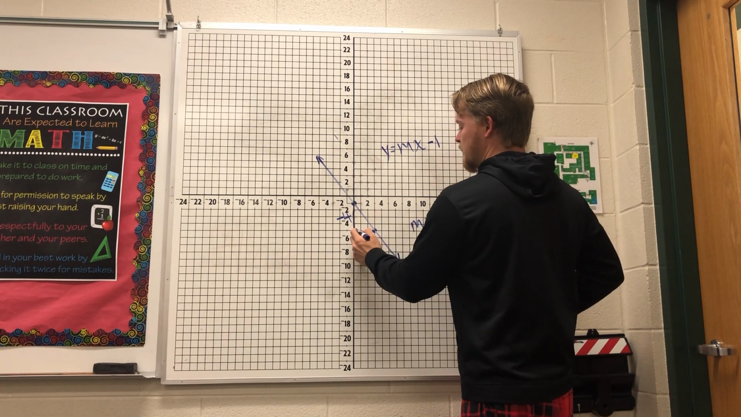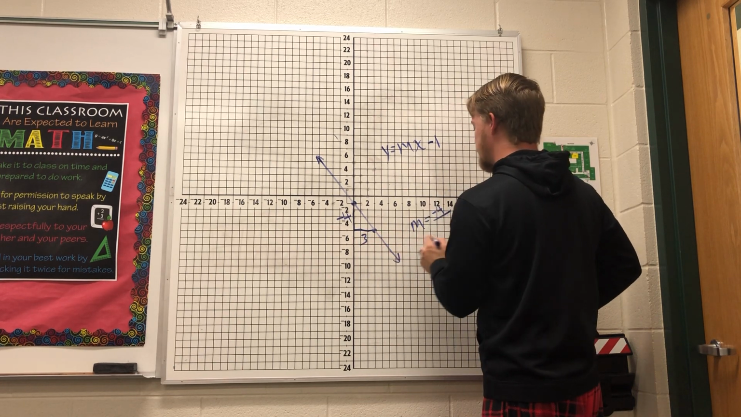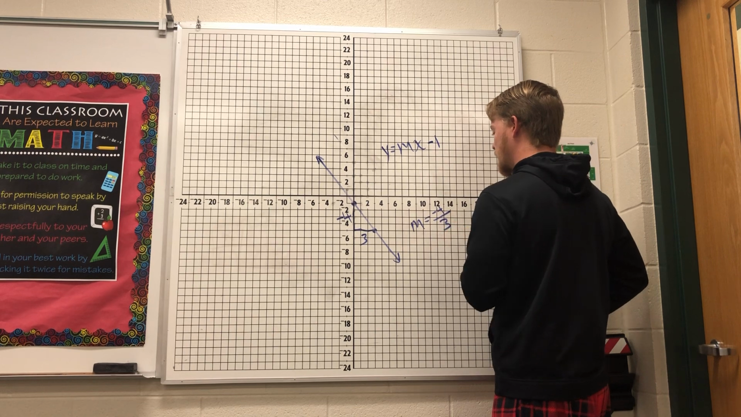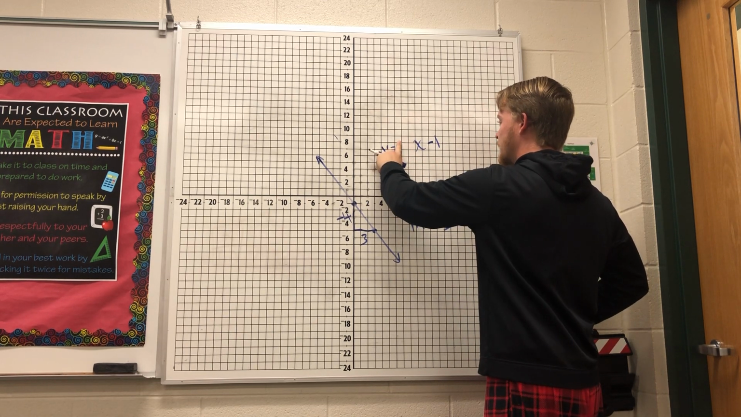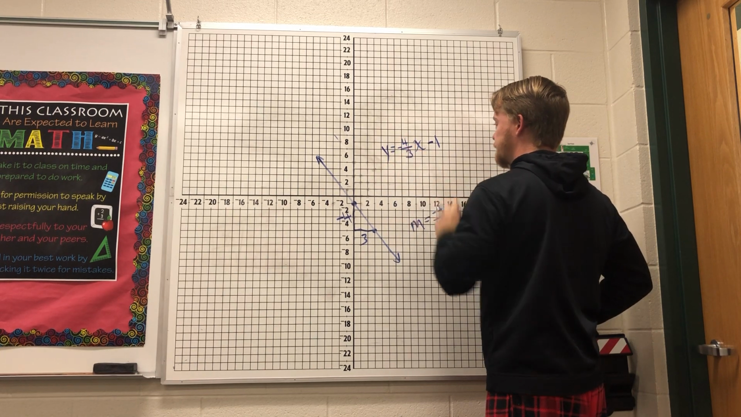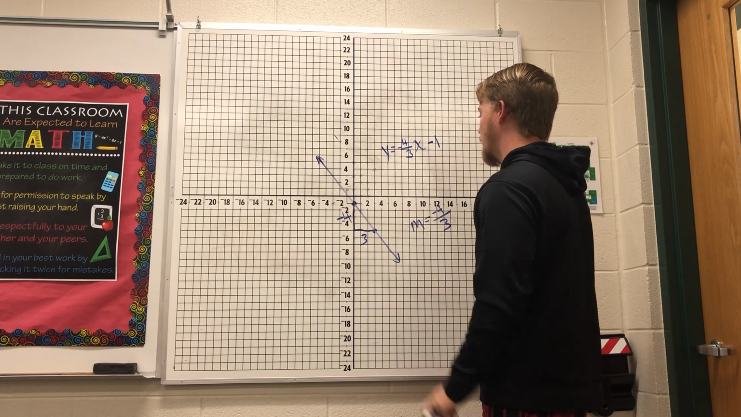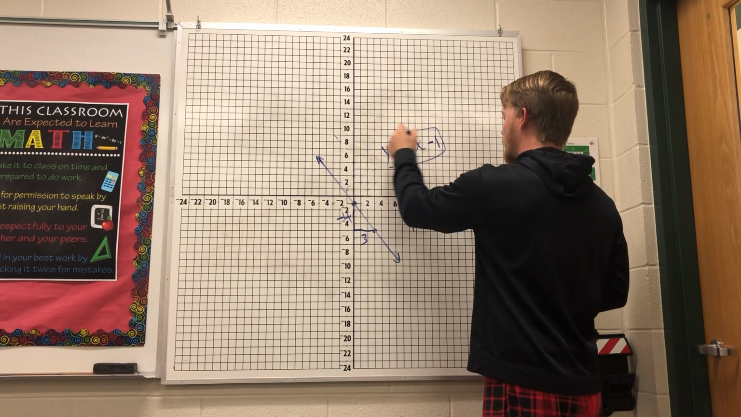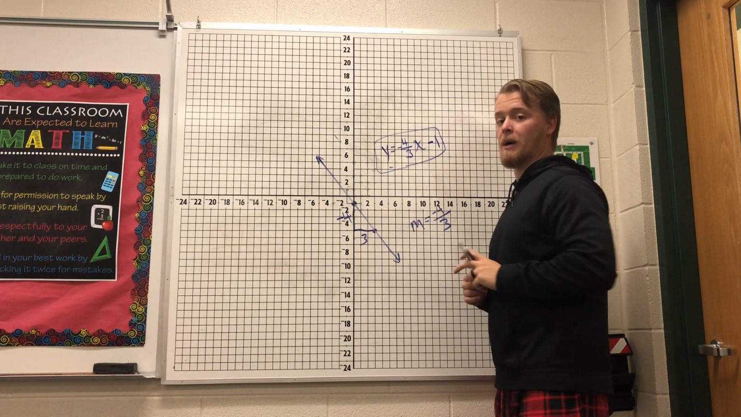And then to get to this point, I need to go right, 1, 2, 3. So that means right is positive, so right, +3. So therefore my m that I fill in is -4 over 3. So there's my final answer. The equation for this line is y equals -4/3 x minus 1.